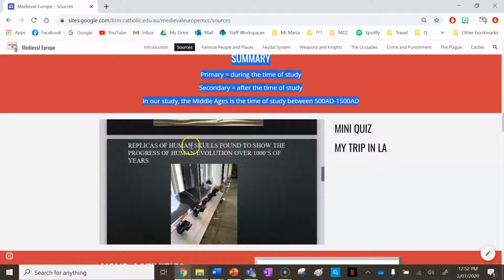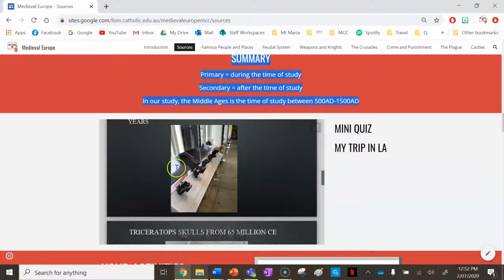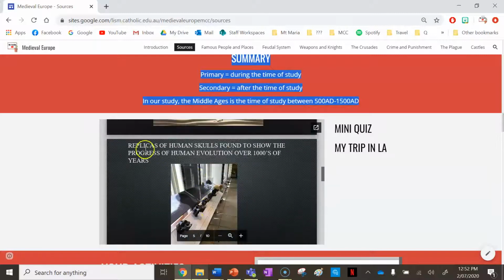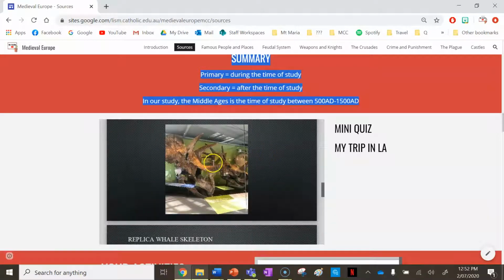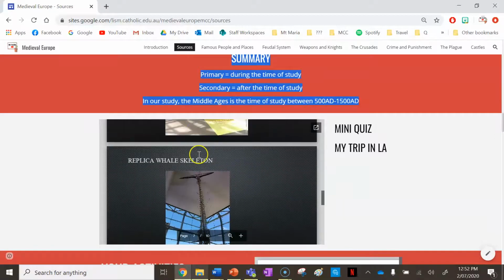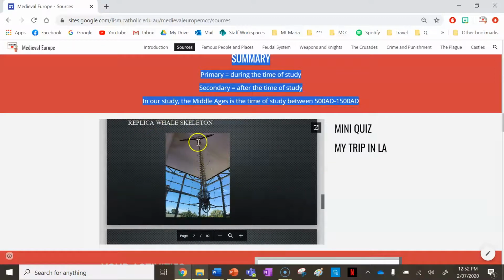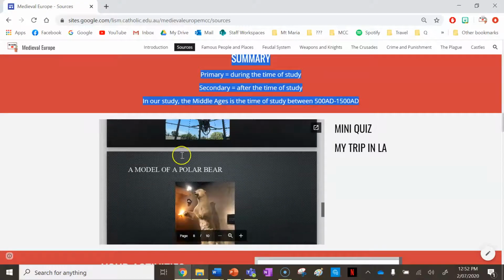Replicas of human skulls found to show the progress of human evolution over thousands of years. Again, this is a secondary source because they are replicas. Triceratops skulls from 65 million years ago. We've got them behind glass, so these are real skulls, and they are primary sources. A replica whale skeleton is a secondary source. They've made copies of all these bones and hung this whale skeleton from the roof.